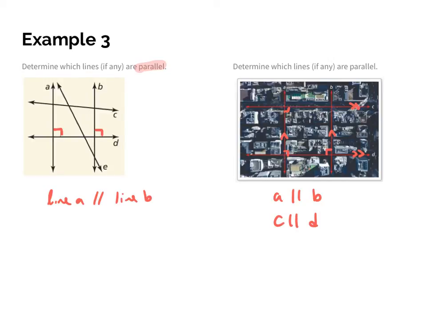So I know that A is parallel to B because they're both perpendicular to D, and I know that C is parallel to D because they're both perpendicular to A. So again, this is using that when two lines are perpendicular to the same line, that means that they are parallel to each other. Fun stuff.